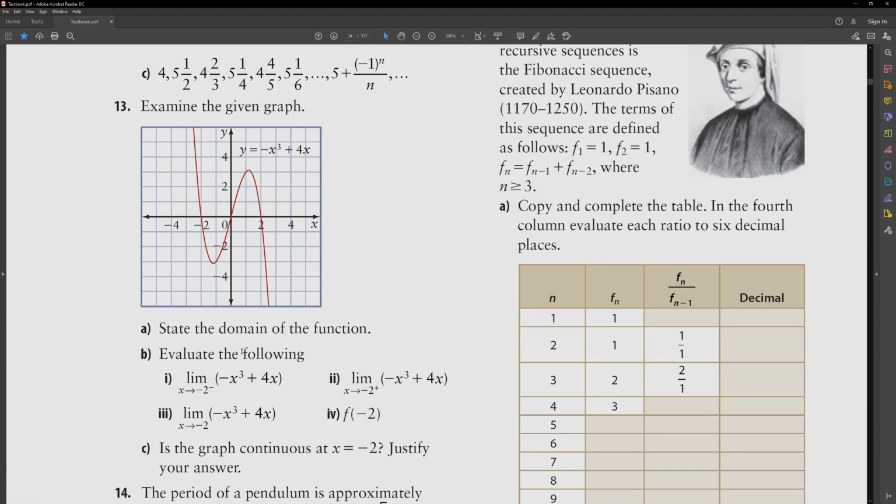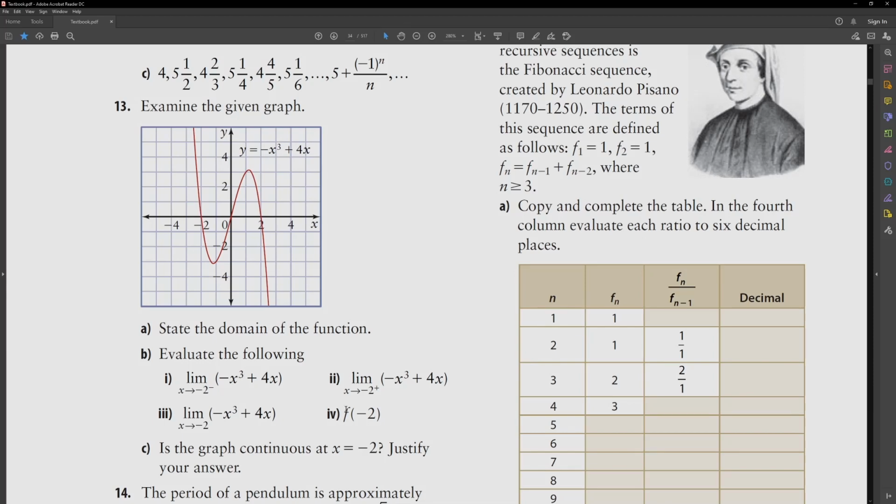Now it's asking us what the limit is at -2. Well, we know that if the limit at the left-hand side equals the right-hand side, that means that the limit at that point would be equivalent to these two. And since we got the same number, that would mean that the limit as x approaches -2 is 0.